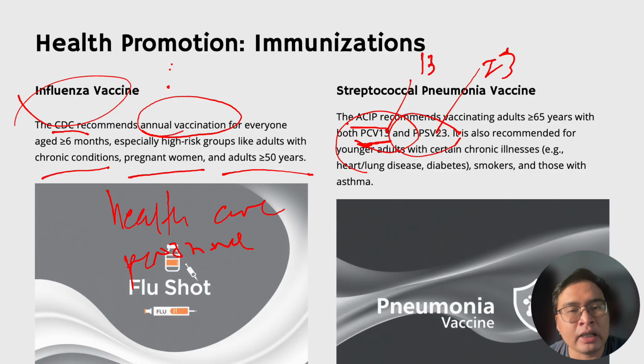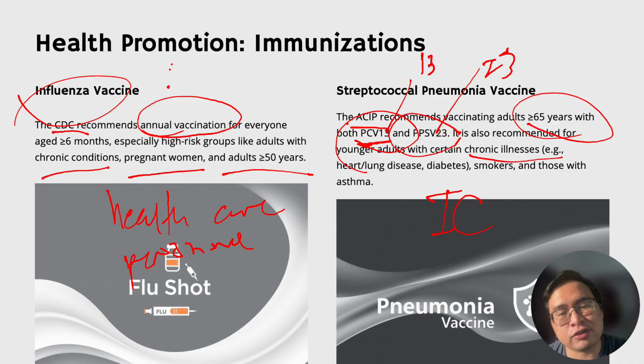Okay? So it's recommended for all elderly patients. So yung mga nag-mandatory retirement na sa gobyerno, meaning 65 years old and older. It's also recommended for younger patients with certain predisposing conditions, such as immunocompromise, as well as chronic illnesses, for example, heart or lung disease, diabetes, etc. Also those who are smokers and those with asthma.